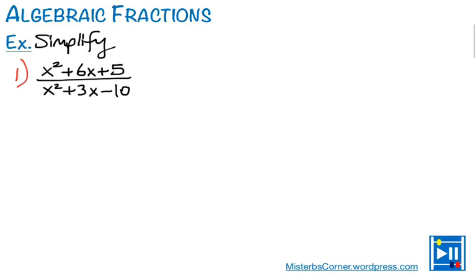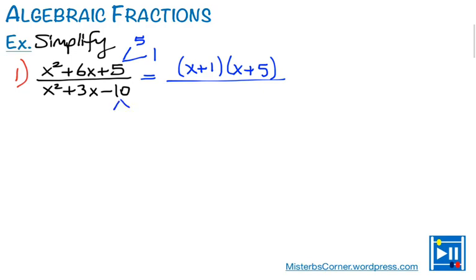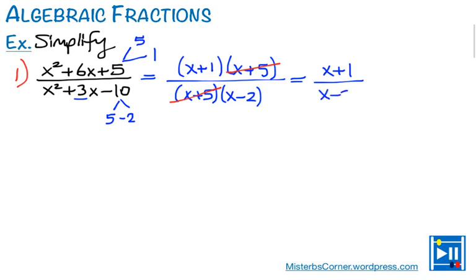In this one we have two quadratic expressions and we can simplify them after factorizing them. So let's work on the numbers. These must be 5 and 1, so I can write these as x plus 1 times x plus 5, or vice versa, over, now these are 5 and 2, but this must be minus 2, so that 5 minus 2 will give me 3, so it's going to be x plus 5 times x minus 2. As you can see, x plus 5 is common here and here, so you can simplify them, ending up with the simplest form of this fraction, x plus 1 over x minus 2.